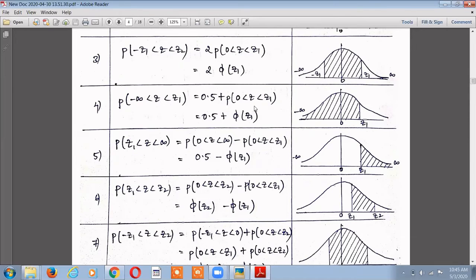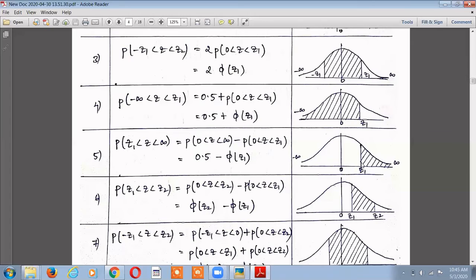So by the result of note 2, I can represent it as pi of z1. So this is nothing but the integral: pi of z1 is equal to the integral from 0 to z1 of 1 by root 2 pi e to the power of minus z square by 2 dz. Okay. Similarly, when it comes to note 5, z between z1 to infinity.